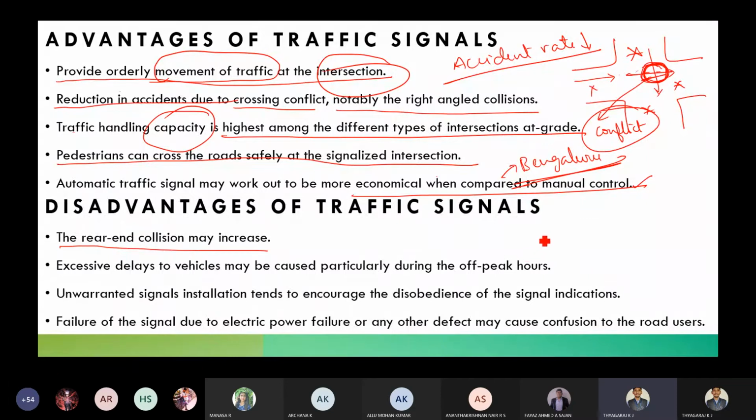That is a sudden indication of the signals, a sudden indication of color, which leads to rear end collision.